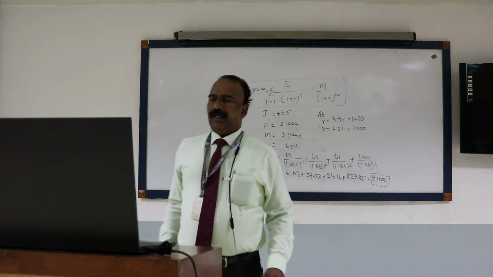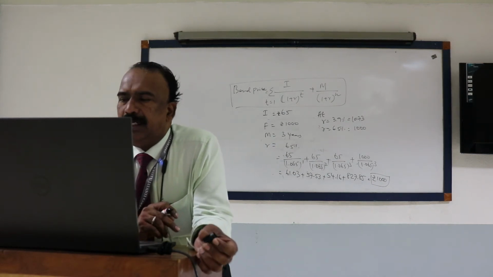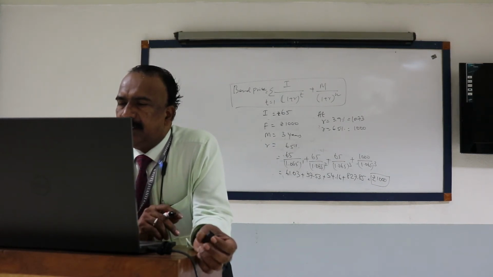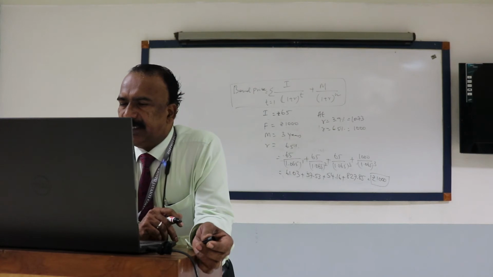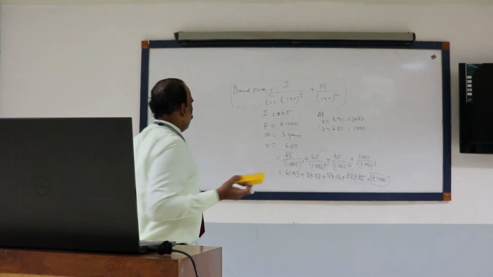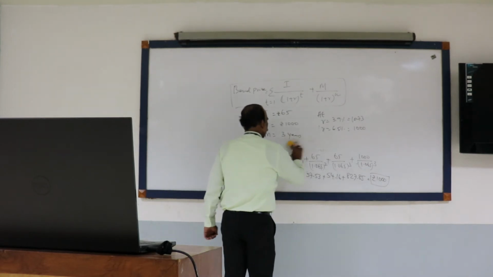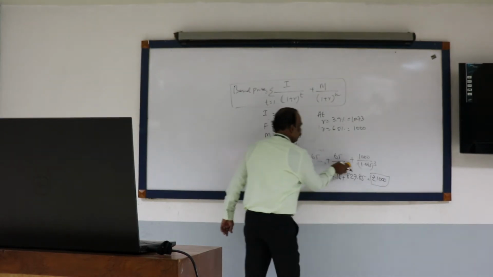Okay? Now, let us take the third case. What is the price of the bond if the required rate of return is 15%? Once again, R is changing. R is 15%.